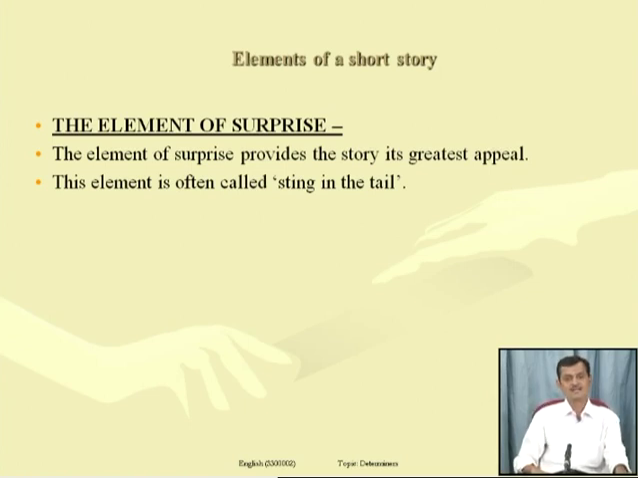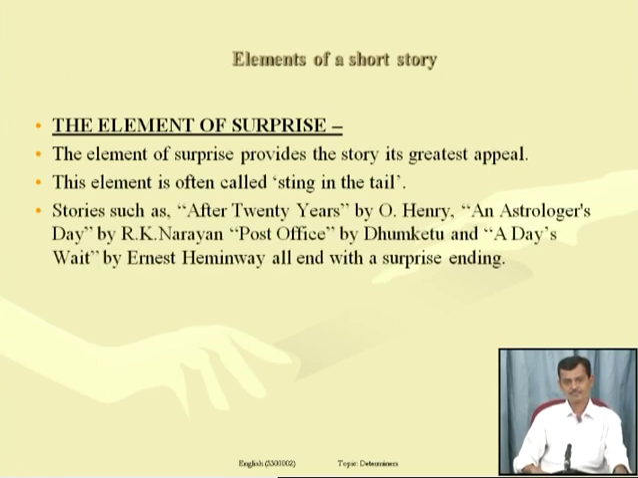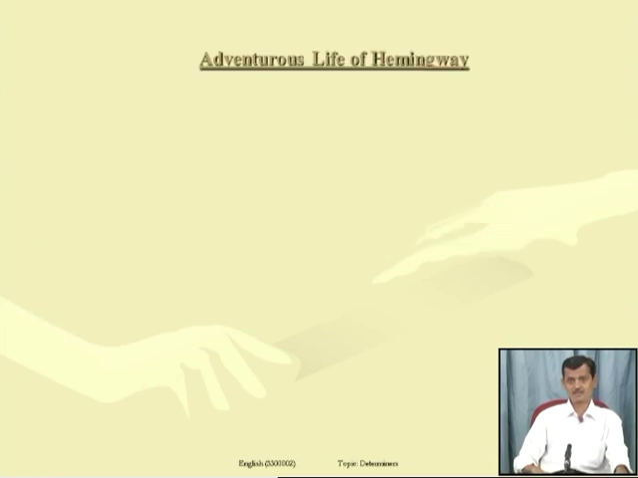The story ends with elements of surprise. Stories such as After 20 Years, written by O. Henry, An Astrologer's Day, written by R.K. Narayan, Post Office, written by Dhumketu, a very famous Gujarati short story translated in so many languages of the world, and also the particular short story that we are going to discuss in this lecture, A Day's Wait, written by Ernest Hemingway. These all stories end with a surprise ending.